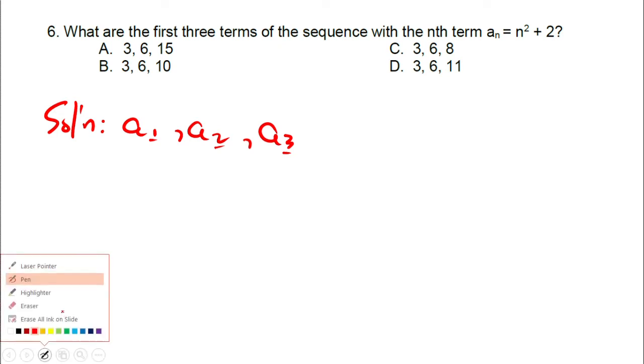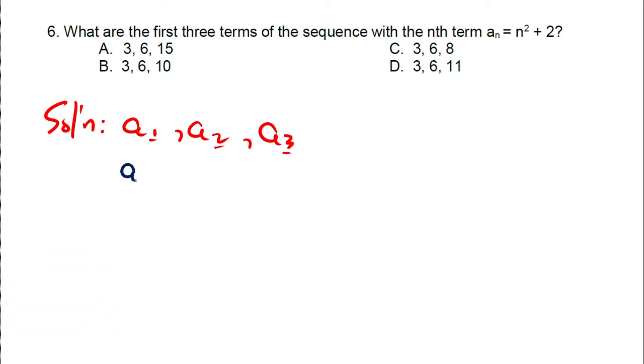Let's start with a sub 1. So a sub 1 is equal to, the formula is n squared plus 2. Let's substitute the value of n with 1. 1 squared plus 2 is equal to, 1 squared is 1, plus 2, 3.